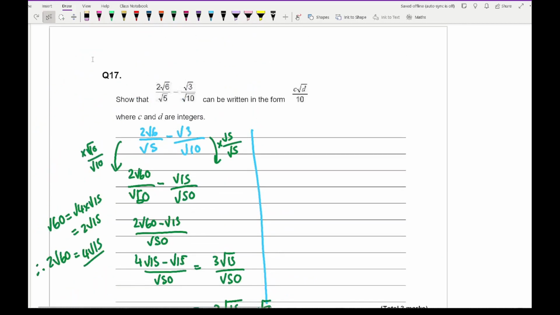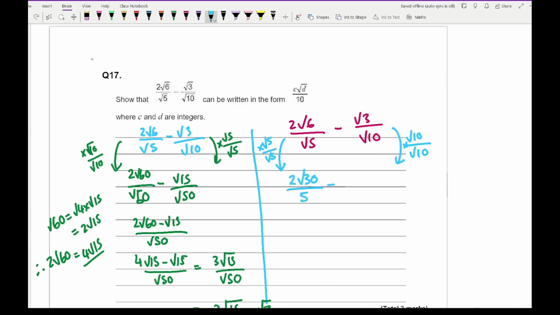Now, a quicker way of doing it, but again, probably not very popular in terms of what students would do, is if I start with this question here. Let's say I'm going to rationalize the denominator right from the offset. So I'm going to multiply this first fraction by root 5 over root 5, and the second fraction by root 10 over root 10. And what that does is it gives me 2 root 30 over 5 minus root 30 over 10.